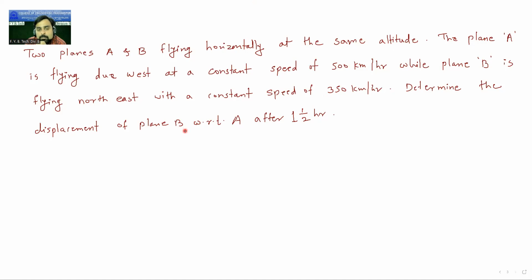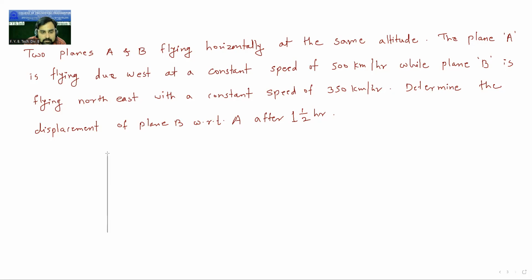Determine the displacement of plane B with respect to A. Okay, after 1.5 hours. So that we need to calculate. So speed into time, you will get the distance. Displacement means what? How far B has gone from A, that is what we have to calculate. So to calculate that, displacement in this case we calculate as velocity into time. But here for velocity we must calculate the relative velocity, because both are moving, both are flying. So here what I will do, first of all I will draw the directions.